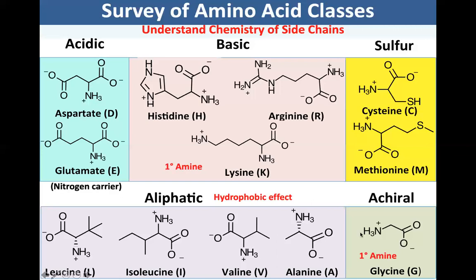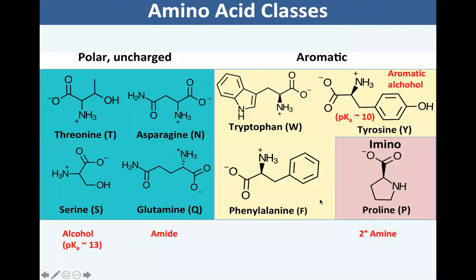And then there's glycine over here, and glycine basically is a primary amine, but it's achiral. It doesn't have a chiral center, has no optical activity because this carbon is bound to 2 hydrogens.